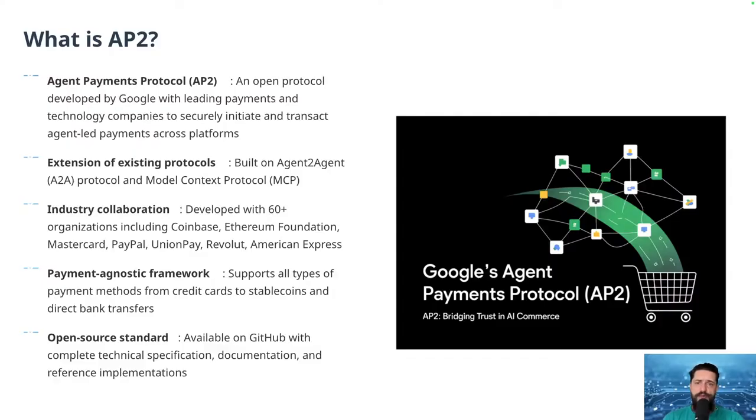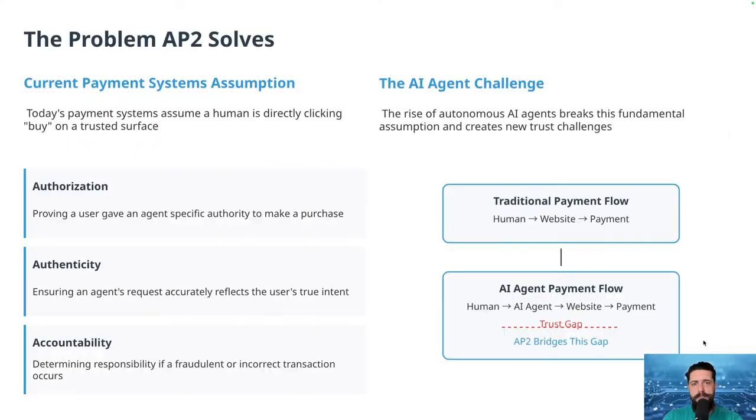AP2 is also an extension of two other important protocols: the Agent-to-Agent, also known as the A2A protocol, which facilitates communication between AI agents, and the Model Context Protocol, also known as MCP, which helps agents understand the context of a user's request. Together, these protocols create a robust framework for AI-driven commerce.